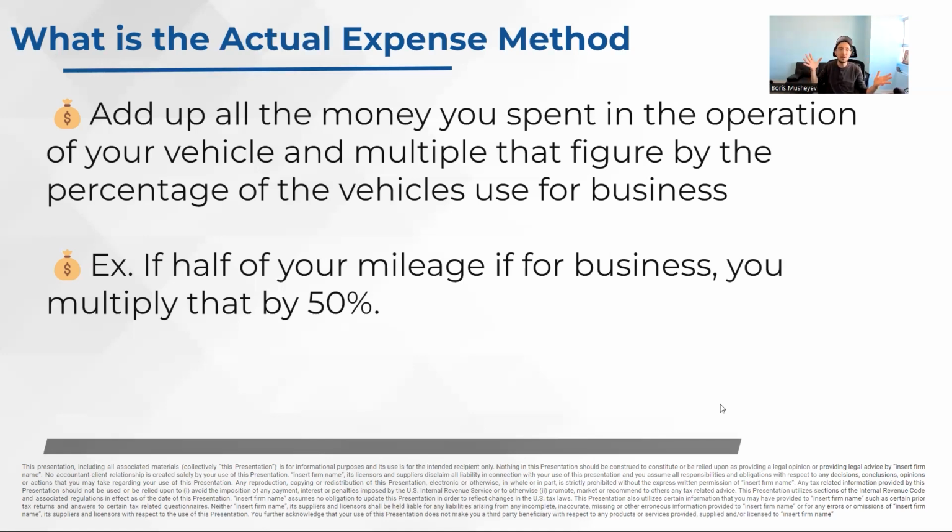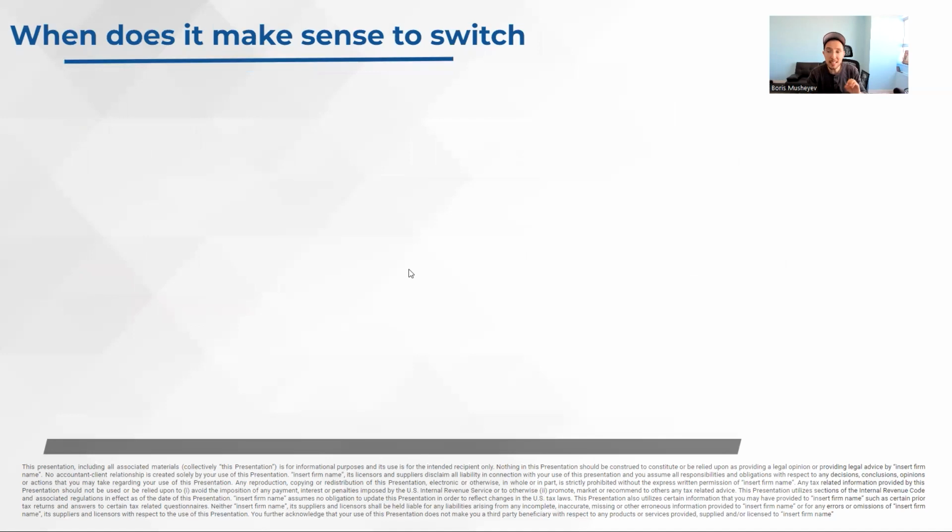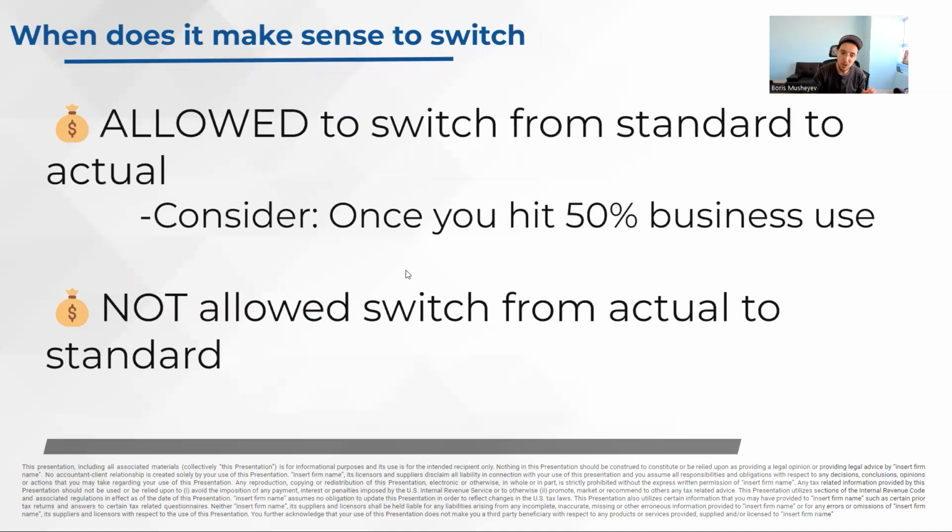Now, the question really becomes, when does it make sense for me to switch, right? Should I switch? So let's say you were using the actual method, or the standard mileage method, and now you want to switch to the other, or vice versa. Which one of them does it really make sense for you to use? So here's the thing. First of all, you should know that you are allowed to switch methods that you use as a deduction.